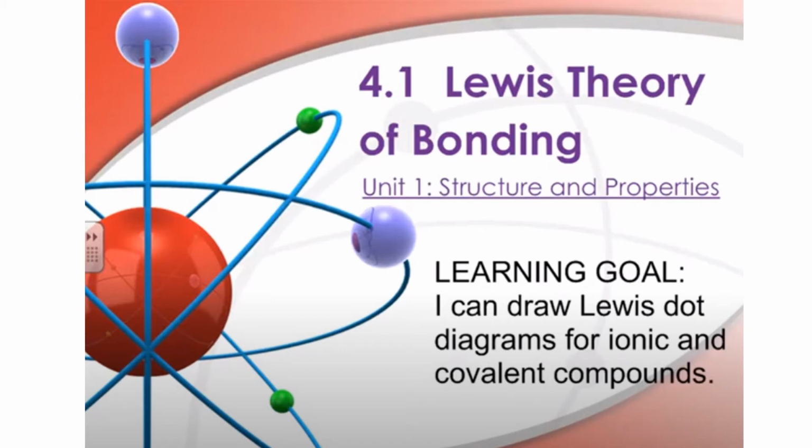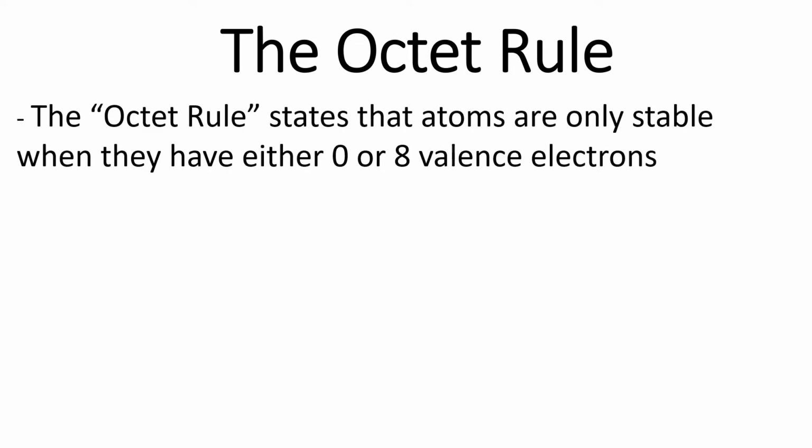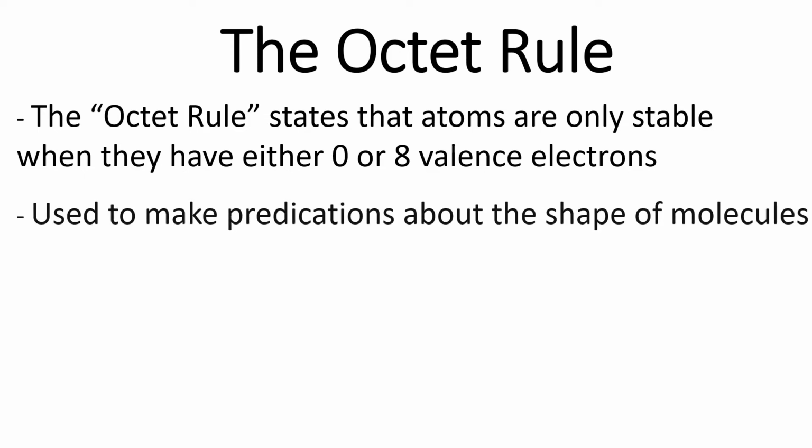So we're going to look at the Lewis theory of bonding 4.1, and our goal is that you can draw Lewis dot diagrams for ionic and covalent compounds. So let's take a look at the octet rule. The octet rule states that atoms are only stable or happy when they have either 8 or 0 valence electrons.